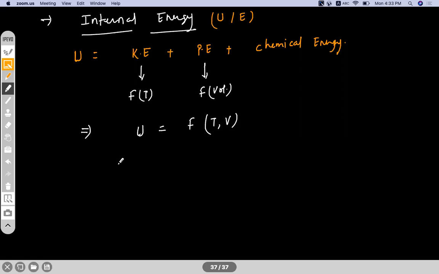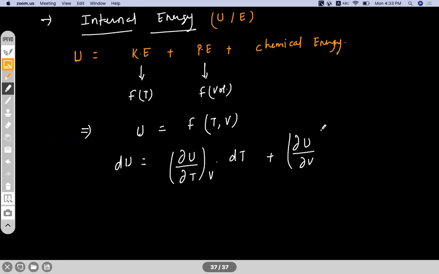If you differentiate this, dU is equal to, using Euler's differentiation, (∂U/∂T) at constant V into dT, plus (∂U/∂V) at constant T into dV. You don't require this, it is not in your syllabus, but we are doing this just to get an understanding of internal energy, because one very important relation will come out here.